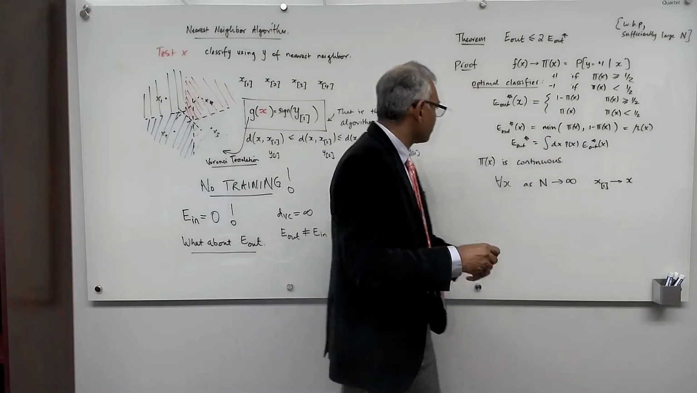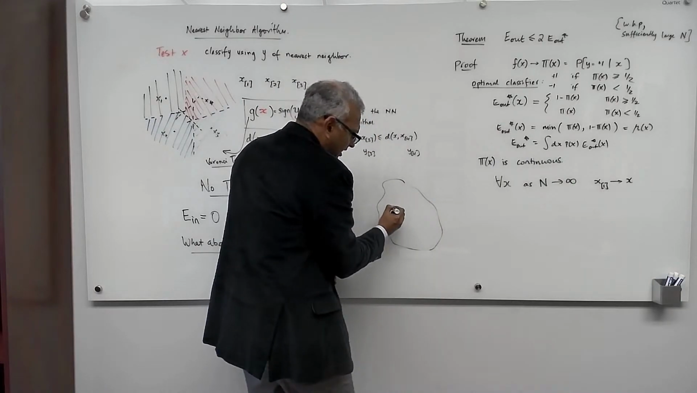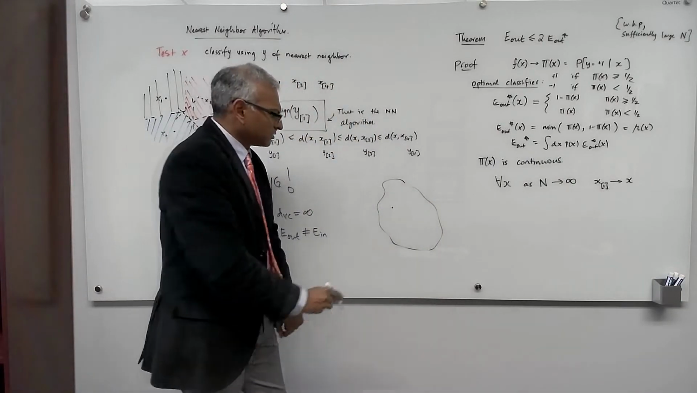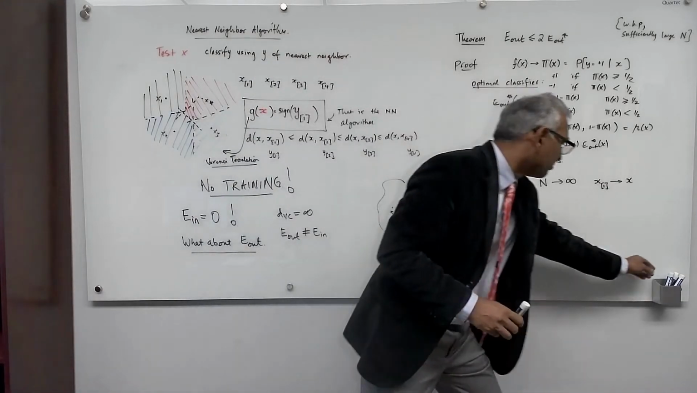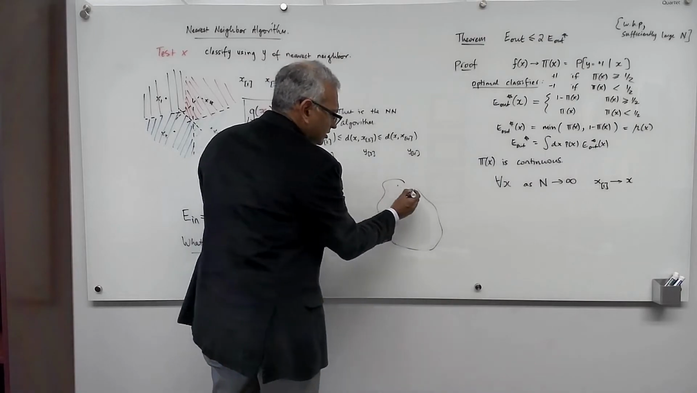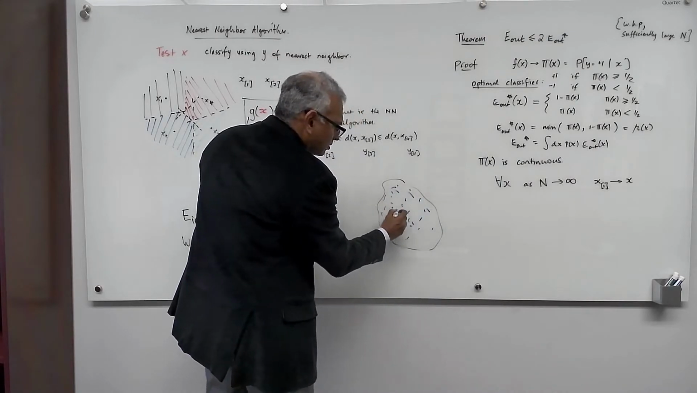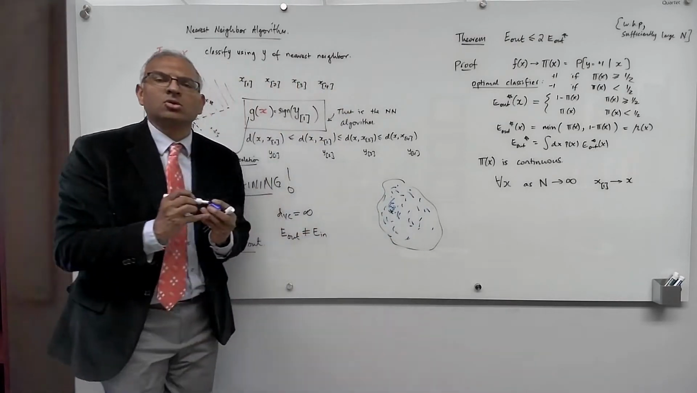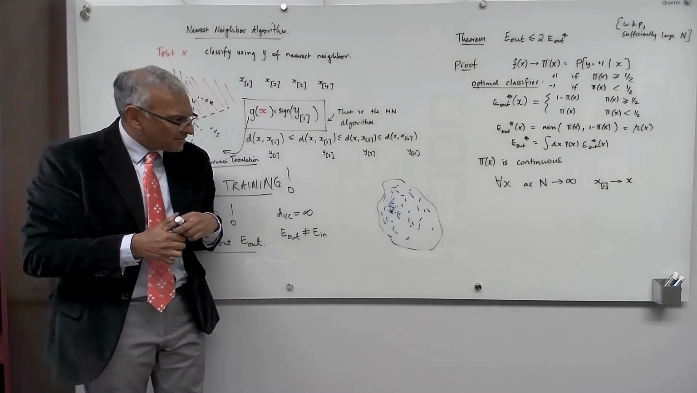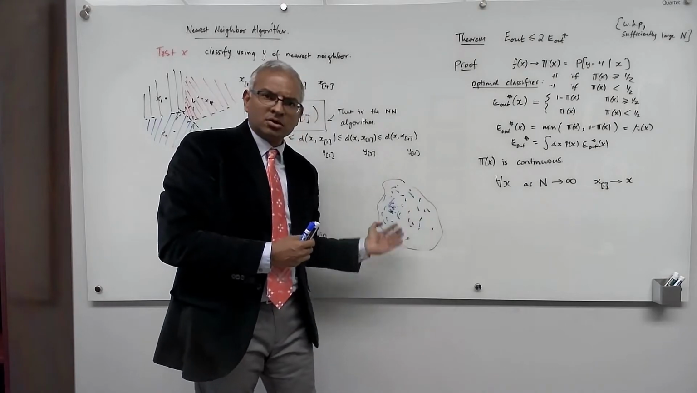What this means is that if you're in some space and you consider any x, then as you generate more and more data, your data is randomly distributed, and if you look at what's happening to the nearest neighbor, it's getting closer and closer to x. That's basically what this is saying. It's some kind of a regularity condition on your input distribution.